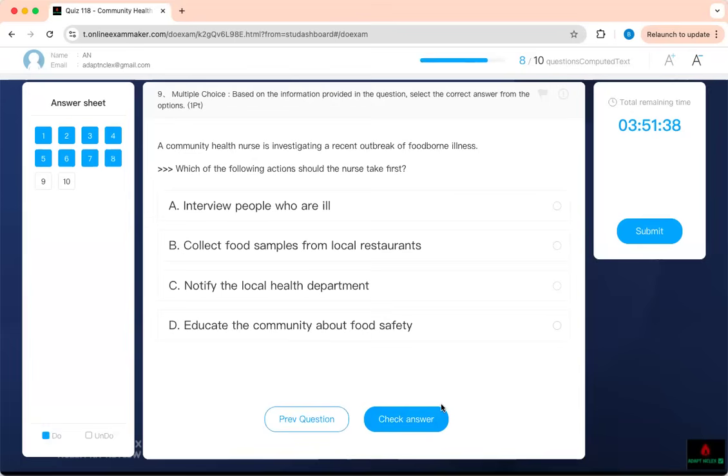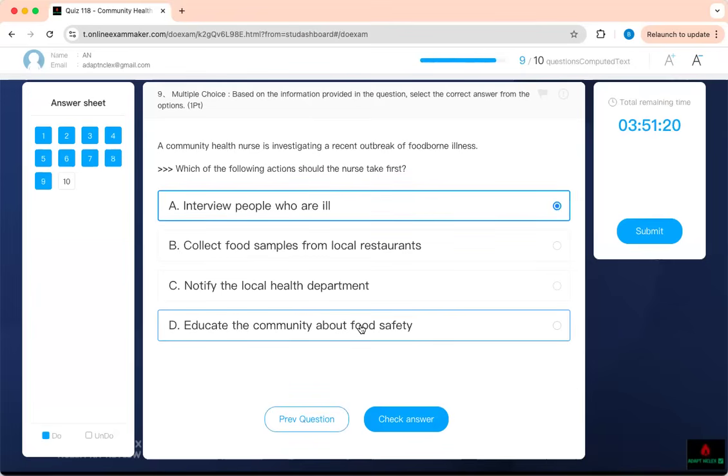Which of the following actions should the nurse take first? The community health nurse is investigating a recent outbreak of foodborne illness. It's the same thing I changed. Look for the source, find the status, and if it's something communicable, see what their vaccination status is. If you interview the people who are affected, you know what they ate, where they went, and where they got the disease from.